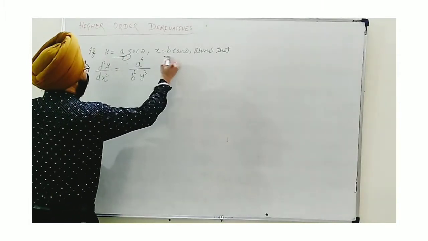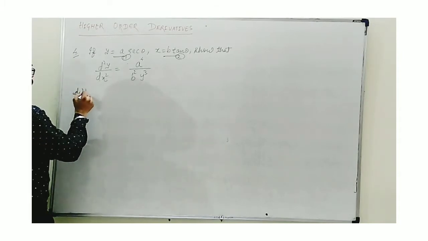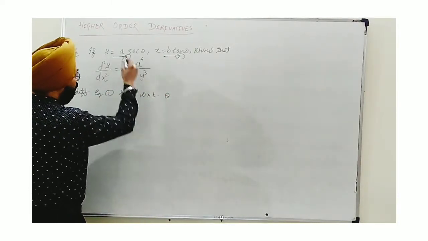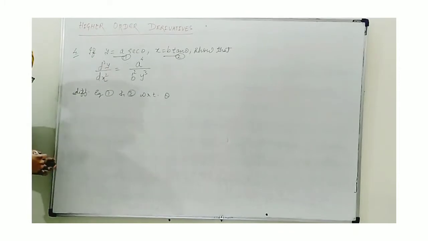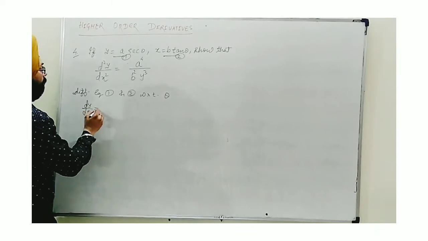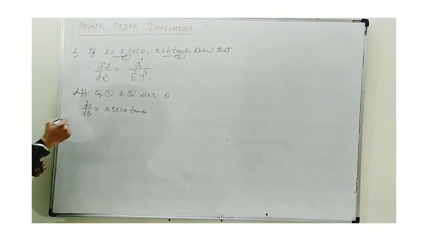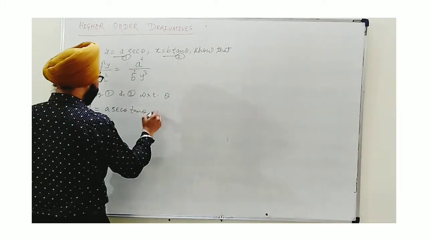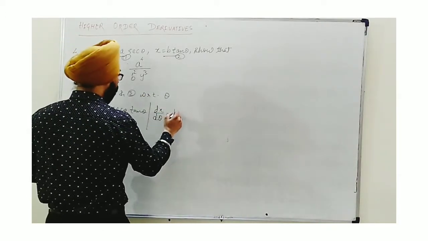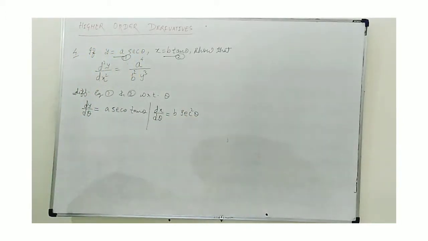This you consider as first equation, and this is second. Now differentiating equation 1 and 2, obviously with respect to theta we have to do. Both are functions of parameter theta. So we find here dy by d theta is equal to a sec theta tan theta, as we require dy by dx first. Next, dx upon d theta, b sec square theta. Tan theta's differentiation would be sec square theta.